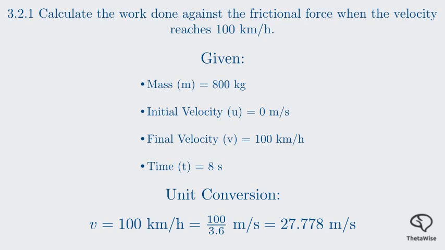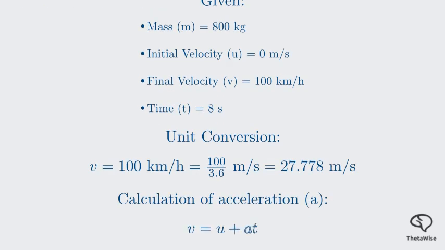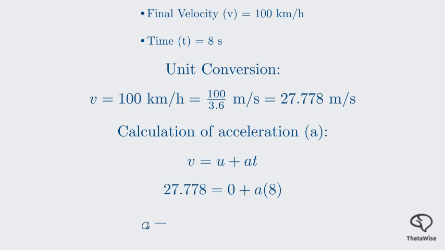To find the distance s, we first need to find the acceleration a. We can do this using the formula v equals u plus at. Substituting our values, we get 27.778 equals 0 plus a times 8. Dividing by 8, we find that the acceleration a is 3.472 meters per second squared.